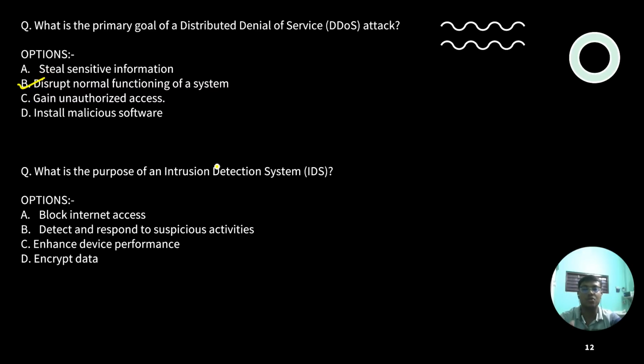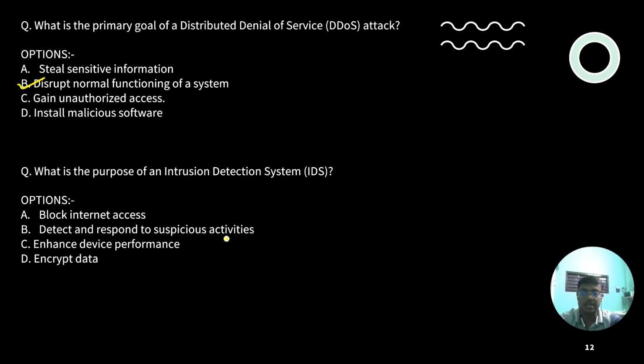What it does is so much traffic comes at once that the system fails to process them, and then it hangs, or let's say it malfunctions, and the actual or the genuine users do not get the service required by them. Next, what is the purpose of an intrusion detection system?